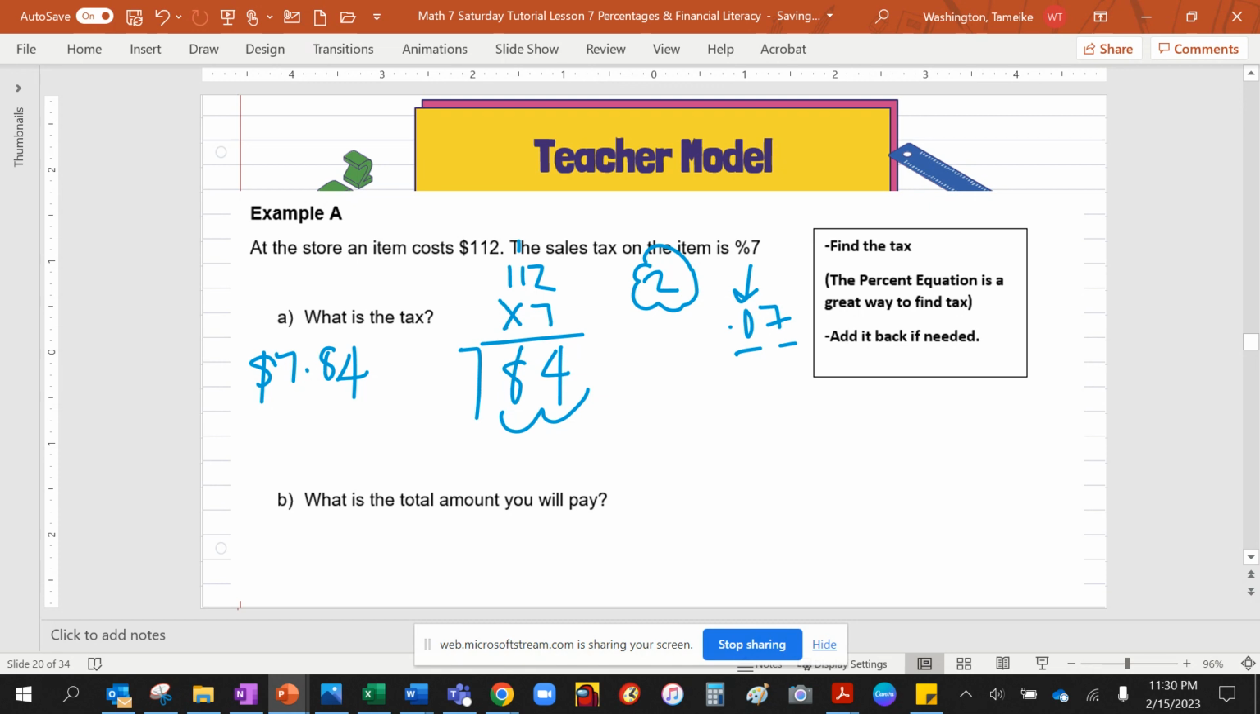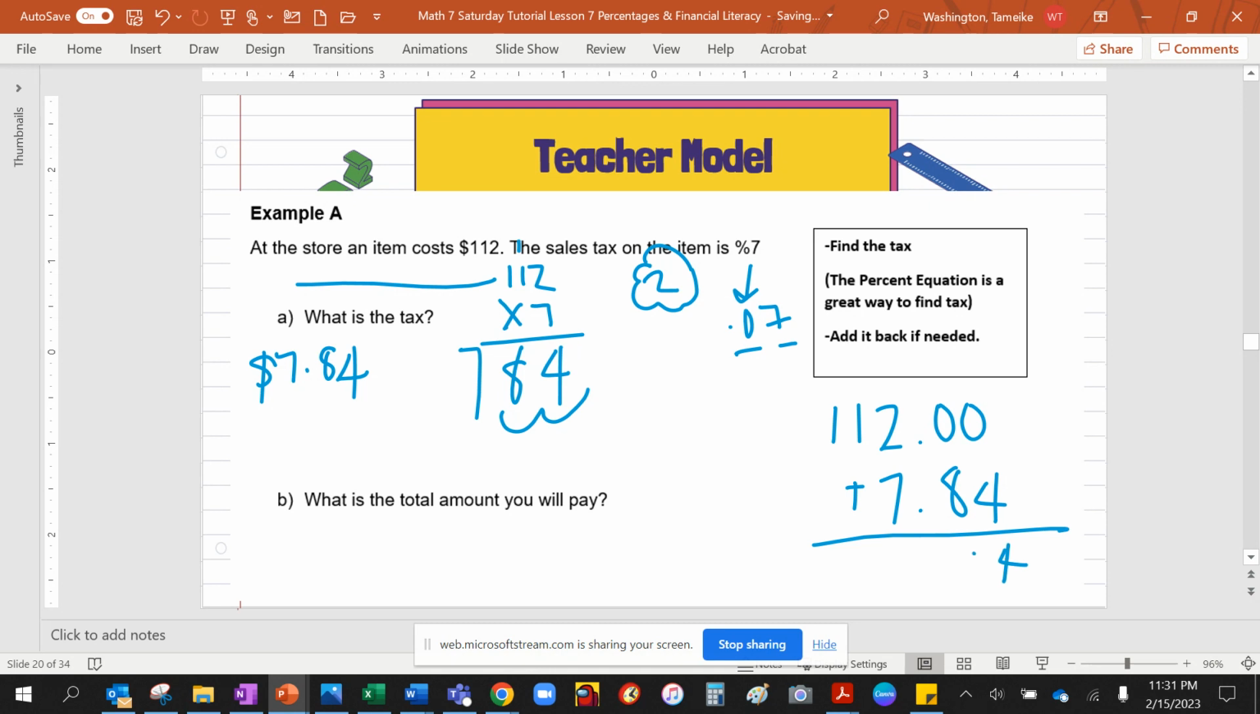Now, the total amount I will pay is part B. I need to now add my tax to the original cost of the item. The item costs $112. A common mistake is not putting your decimal point after the $112 to turn it into money, so that you can properly add $7.84. We're going to add, bring down our decimal point, and the total amount I'm going to pay will be $119.84.